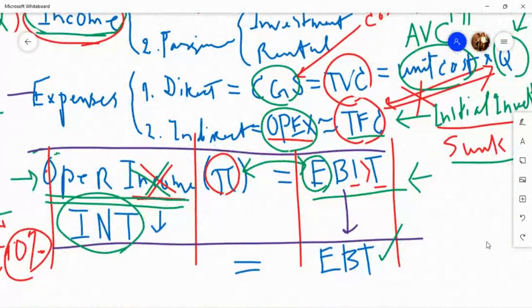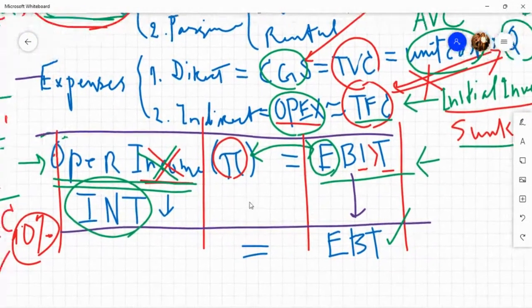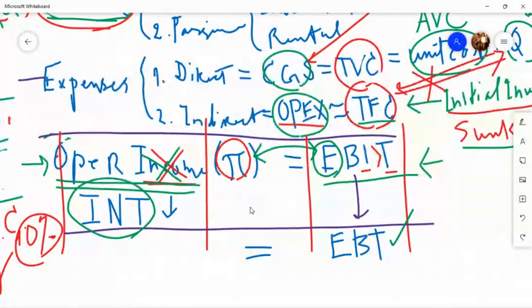So, from the EBIT, right? And you're not blind. Are you blind or you cannot see this screen? Or you're just on the phone. If you're on the phone, you probably cannot see this. But it's mandatory that you see this on your computer screen, because otherwise it's not going to work.